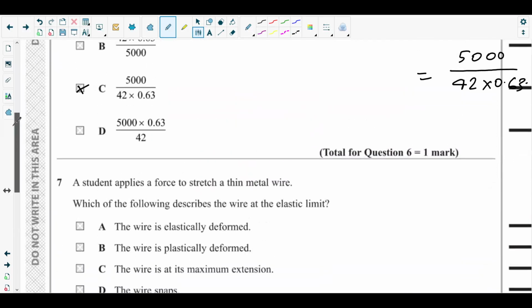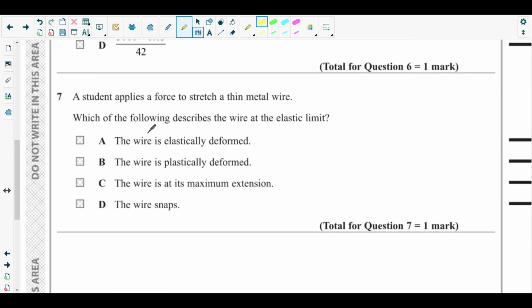Fine. Okay, next is question number 7. A student applies a force to stretch a thin metal wire. Which of the following describes the wire at the elastic limit? So till the elastic limit, what do we know? Till the elastic limit, a material or an object deforms elastically. That means as the applied force is removed, the object will get back to its original dimension, state or condition.